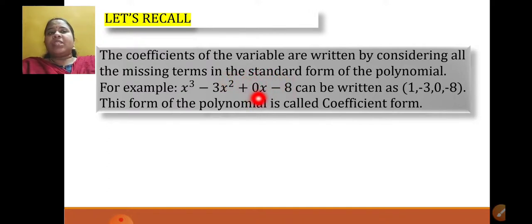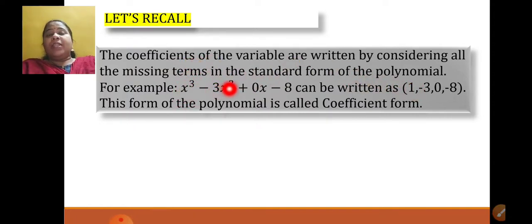One term was missing. So, that is what is written here. The coefficients of the variables are written by considering all the missing terms. So, as you can see here, it is x raised to 3, this is x raised to 2. But since x was missing, we are writing it with 0 coefficient as plus 0x and minus 8. Now, what is the coefficient form of this? We just have to collect the coefficients of all this. What is the coefficient of x cube?